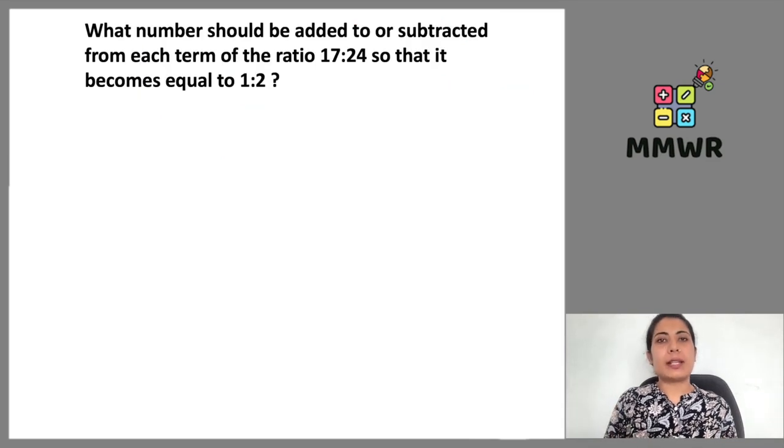Okay. Let us look at another example. What number should be added or subtracted?